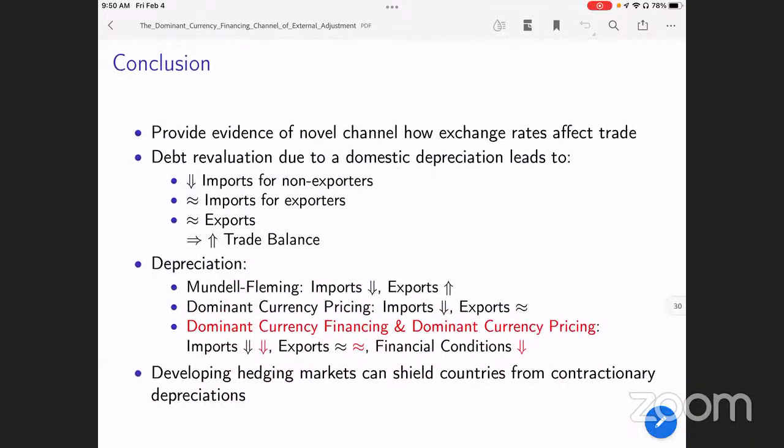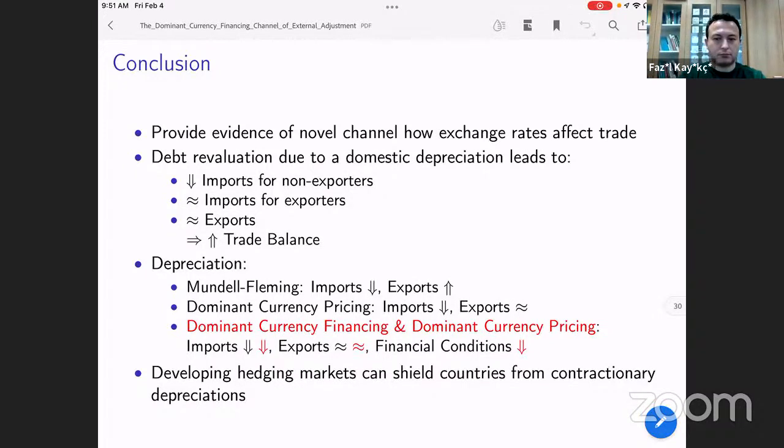So let me conclude. In this paper, we provide evidence of a novel channel, how exchange rates affect trade. In particular, we show that the debt revaluation due to domestic depreciation leads to a decline in imports for non-exporters, no change for the imports for exporters, and no change for the exports. Overall, this channel means that when there's a debt revaluation due to domestic depreciation, it leads to an increase in the trade balance.